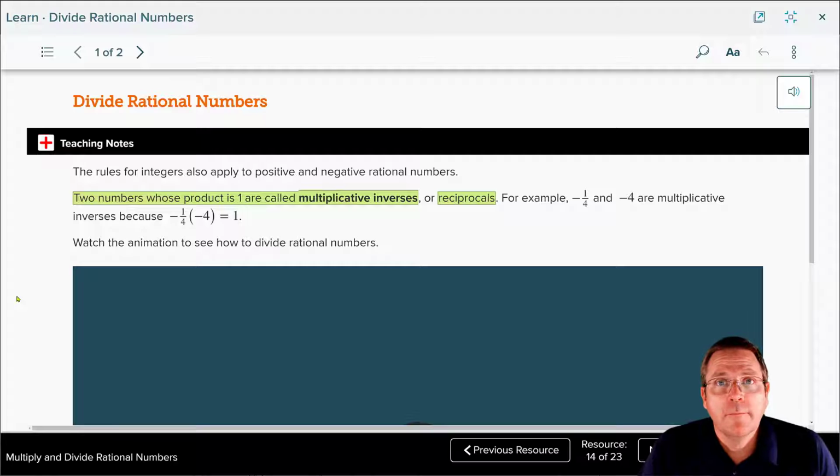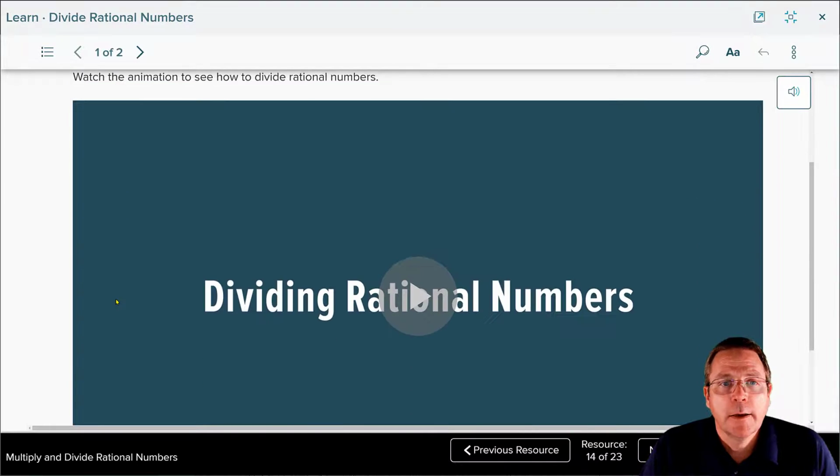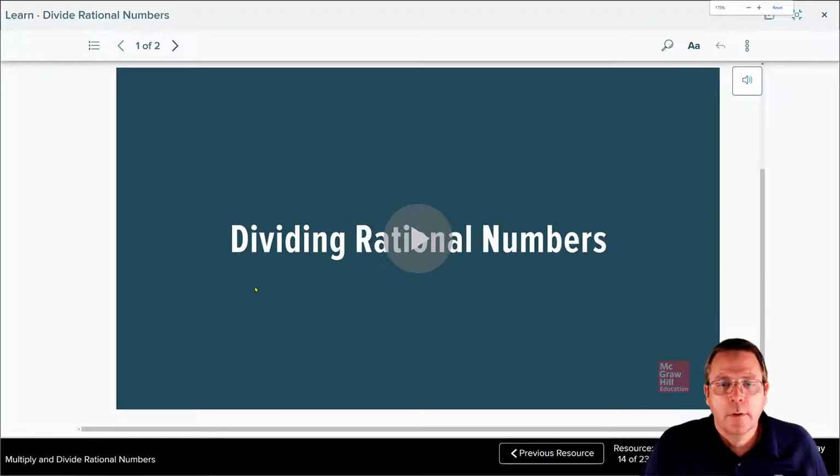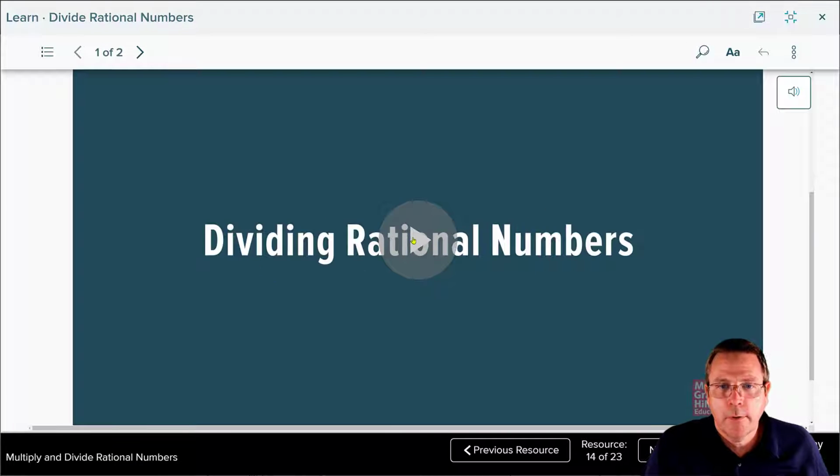Now we're going to watch an animation about dividing rational numbers. Make it a little bit smaller here, not that small. And that looks good right there.